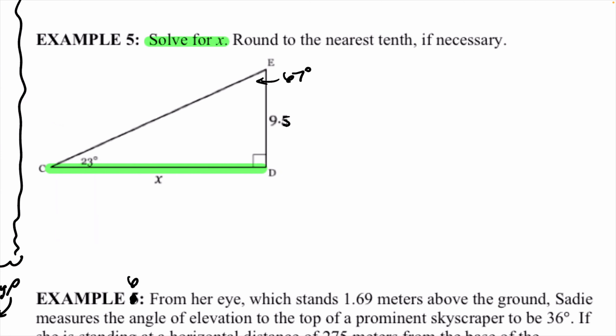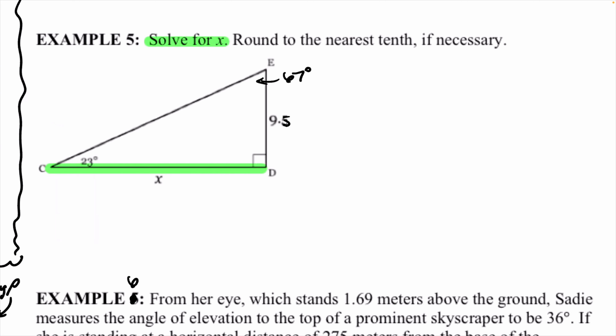Okay, so now we got to find that missing side there, that green highlighted side. It's not a hypotenuse this time, right? So I have two options. I have two angles I could use. I could use angle C, that's 23 degrees, or I can use angle E, that's 67 degrees. It's your choice. Whichever one you want to use is fine. You're going to get the same answer if you use either one of them.